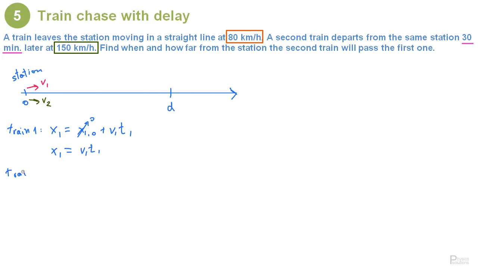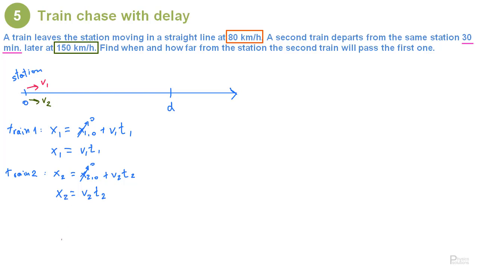For the second train, we can write x2 to be the initial position of the second train plus v2 times t2. Again, this term is 0 because the two trains start from the station that we simply chose to be at coordinate x equals 0, the origin of the system. And there we have it.